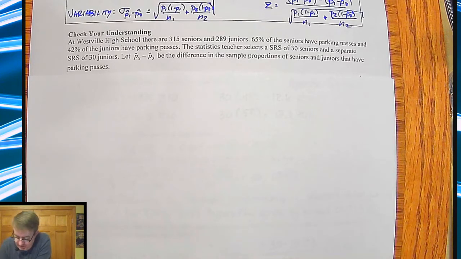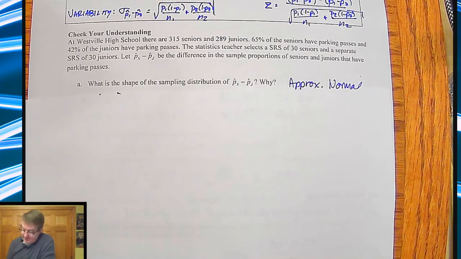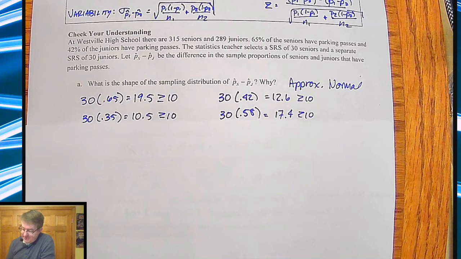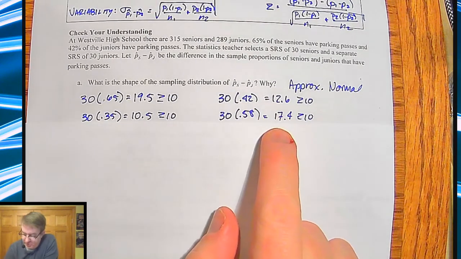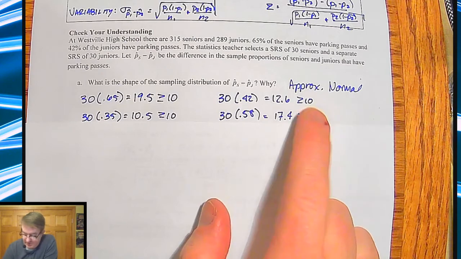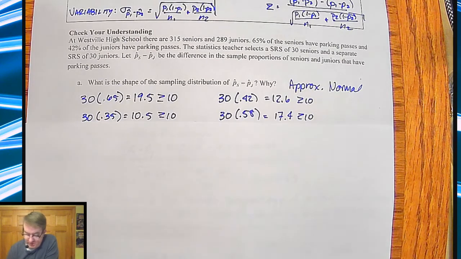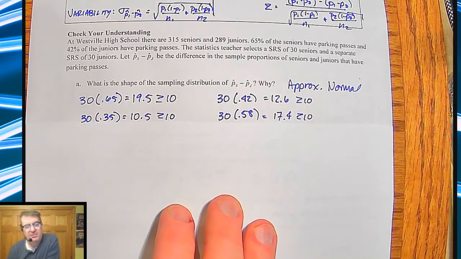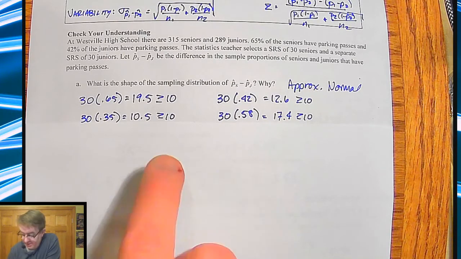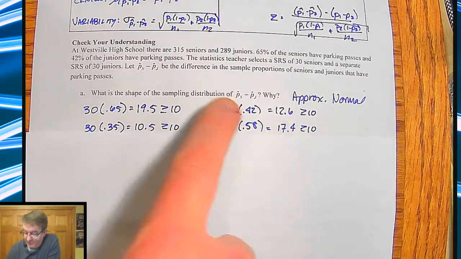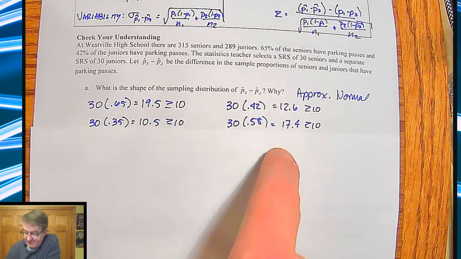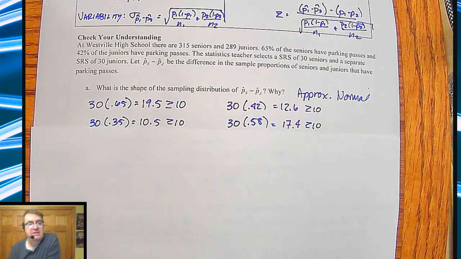Alrighty, so I'm assuming that you know everything about the parking situation at Westville High School. The first thing they ask is, what's the shape of this? We're going to say it's approximately normal, because both the junior and the senior groups, here's my senior group, here's my junior group, meet the criteria for large counts. All four groups, the successes and failures, are at least 10.